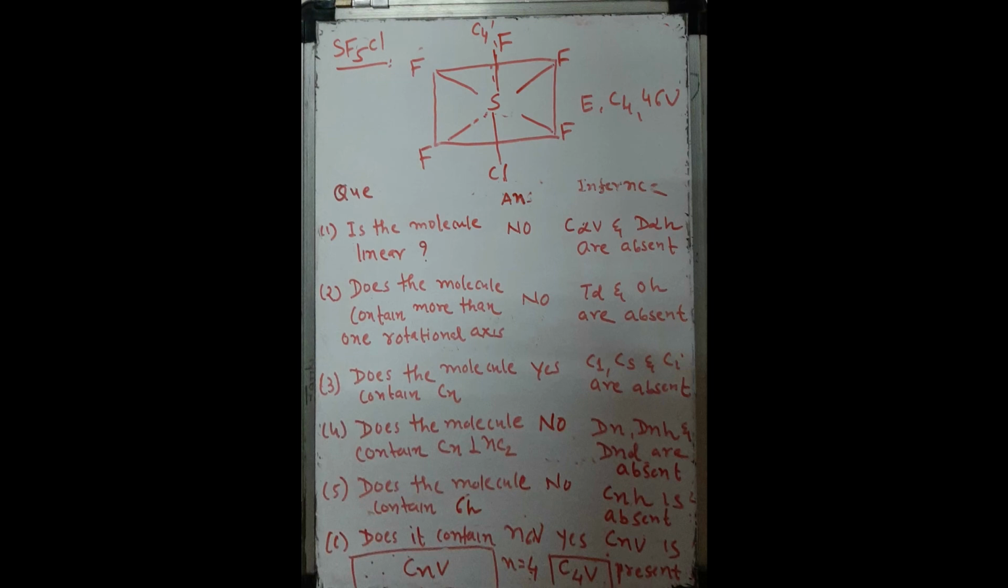Fourth question we are going to ask, does the molecule contain Cn perpendicular to nC2 axis? Answer is no, that means Dn, Dnh and Dnd are absent. Fifth question we will ask, does the molecule contain sigma h? Answer is no, therefore Cnh is absent. Sixth question we are going to ask, does the molecule contain n vertical planes? Answer is yes, therefore point group of this molecule is CnV. Here n is equal to 4, therefore point group of this molecule is C4V.